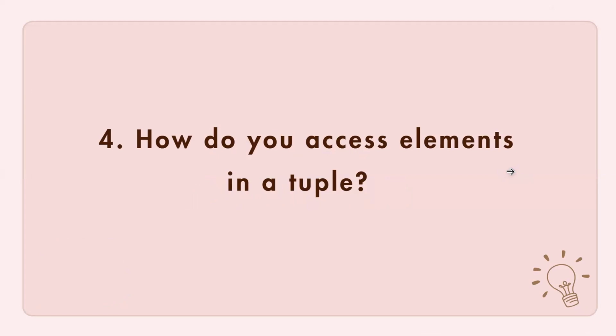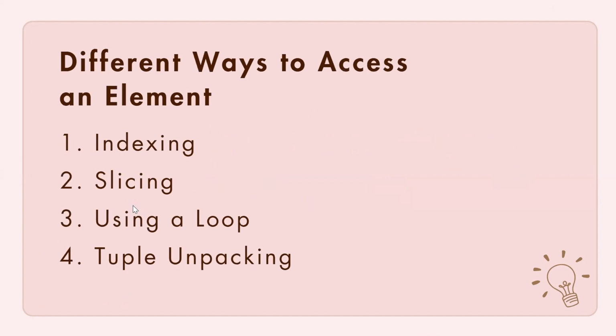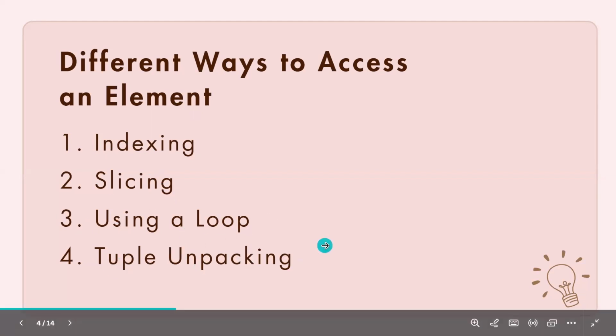So the question is, how do you access elements in a tuple? So let's see the answer. In Python, you can access elements in a tuple using indexing and slicing. So first one is indexing. So, different ways to access an element. Here, first one is indexing, slicing, using a loop, and tuple unpacking.